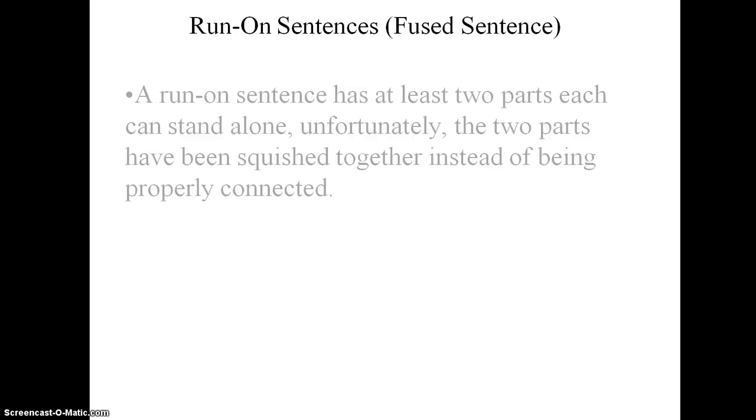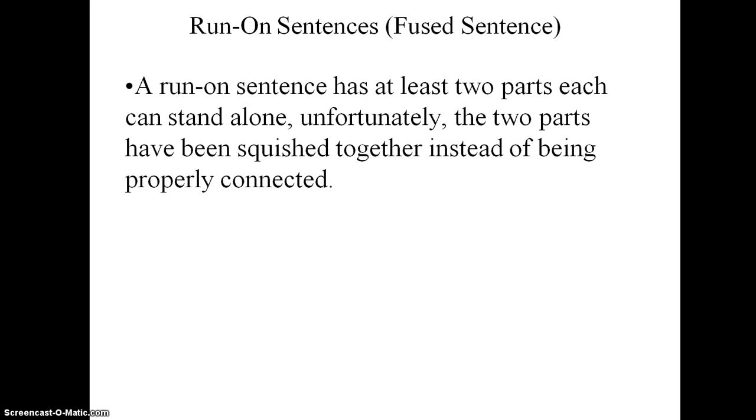Now we're going to get into some examples in a moment. Let's look at this. Here is a sample comma splice. It looks like a great sentence though, doesn't it? A run-on sentence has at least two parts. Each can stand alone. Unfortunately, the two parts have been squished together instead of being properly connected. Not only is it a comma splice, you can see the comma between "alone" and "unfortunately", it is also a fused sentence.